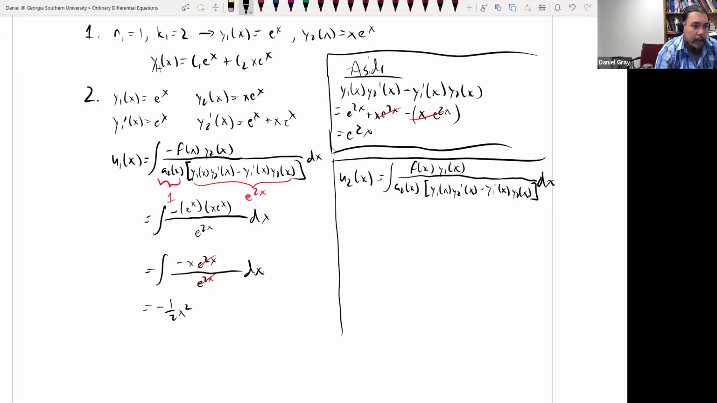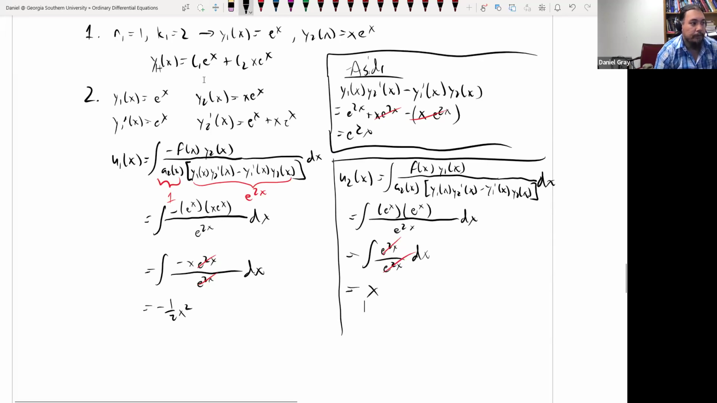Okay, and then now I'm going to just plug everything in here. So it's the integral of, now it's just f of x times y1 of x. So it's e to the x for my f of x times e to the x for my y1 of x. A2 of x is just 1. This thing in the brackets over here is just e to the 2x, right? So that's just going to be the integral of e to the 2x over e to the 2x, so that's definitely going to cancel. So I'm just integrating 1 with respect to x, which is just going to give me x.